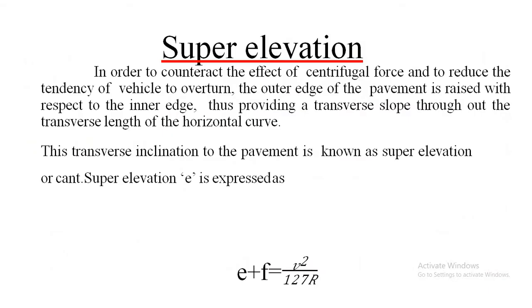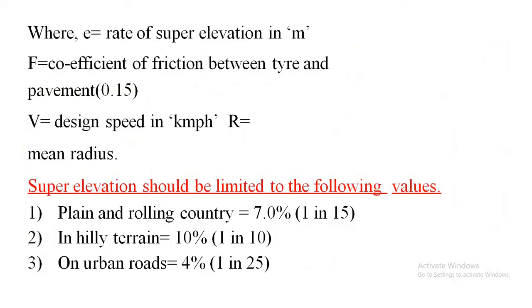So here the formula is E plus F equals V square by 127 R. E plus F is equal to V square by gR, which is V square by 127 R. Here V is equal to the square root of 127 R into E plus F, we can also write.